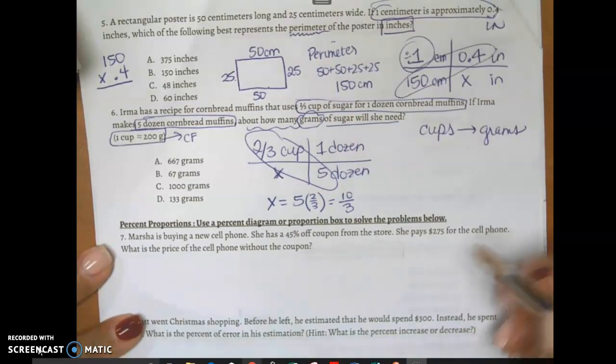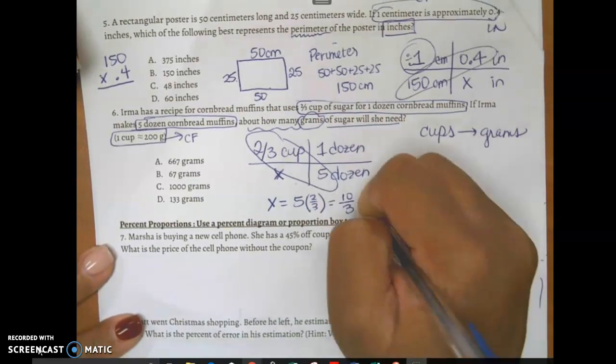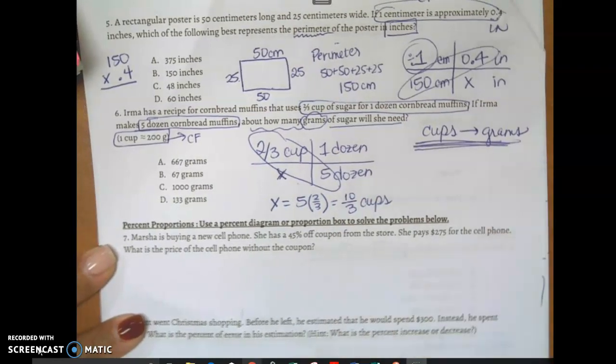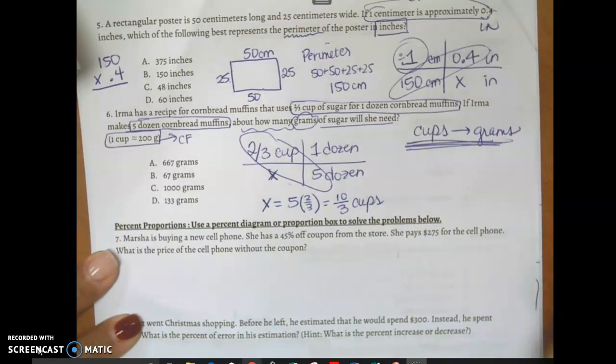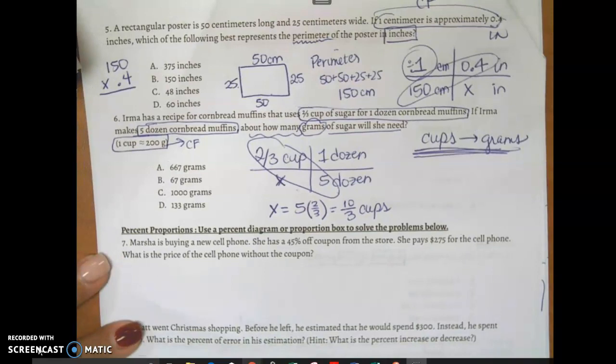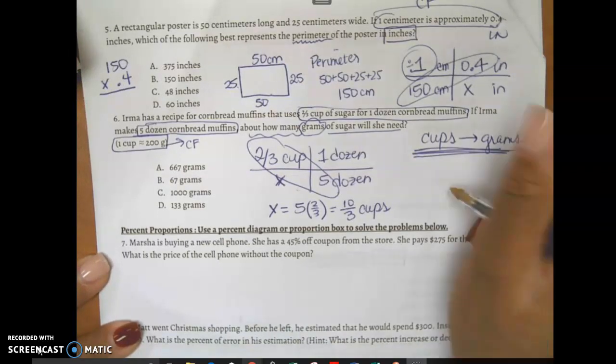Cups. I have cups and dozens right now. Am I done? No. This is what I want. So what do I have to do now? 10 divided by 1, or simplify. What did I just do? Multiply. I made a proportion. Am I done? No, I need to make another one.